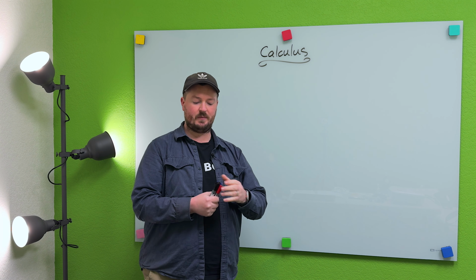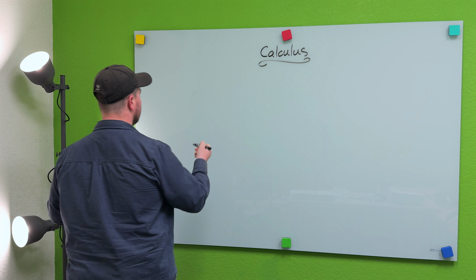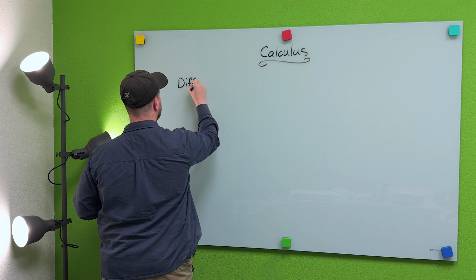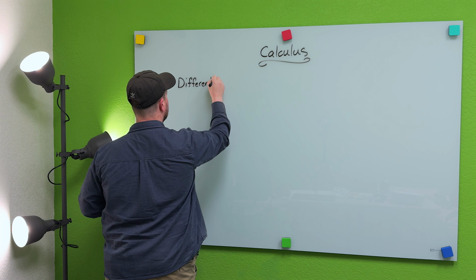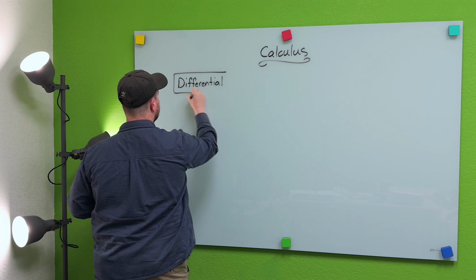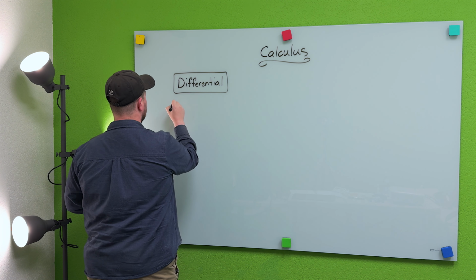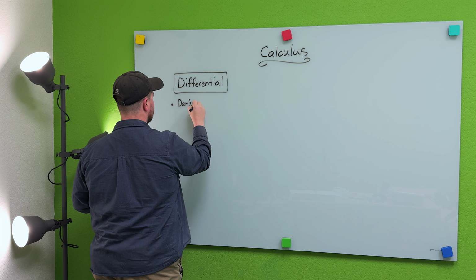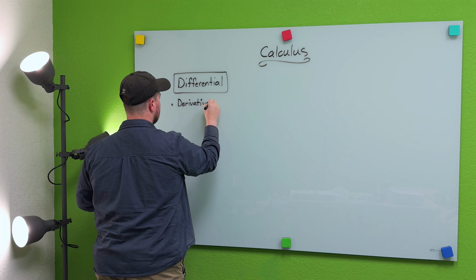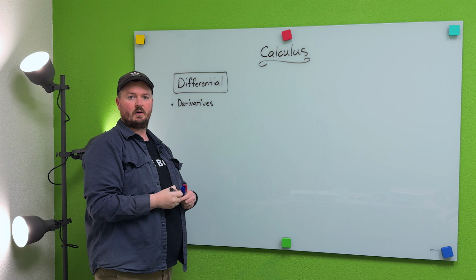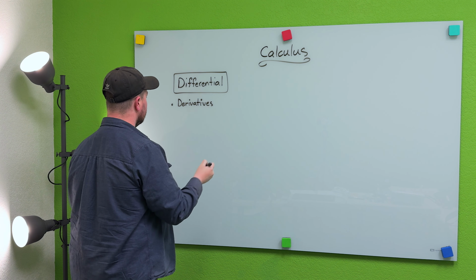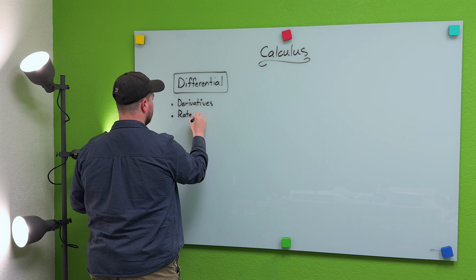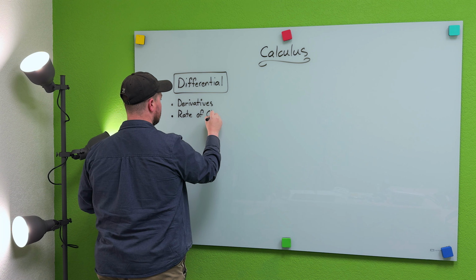We'll get into the details more in a moment, but to begin, the first major half of calculus is called differential calculus. And differential calculus refers to what are called derivatives. Now, a derivative is nothing more than a rate of change. So derivatives are a rate of change.